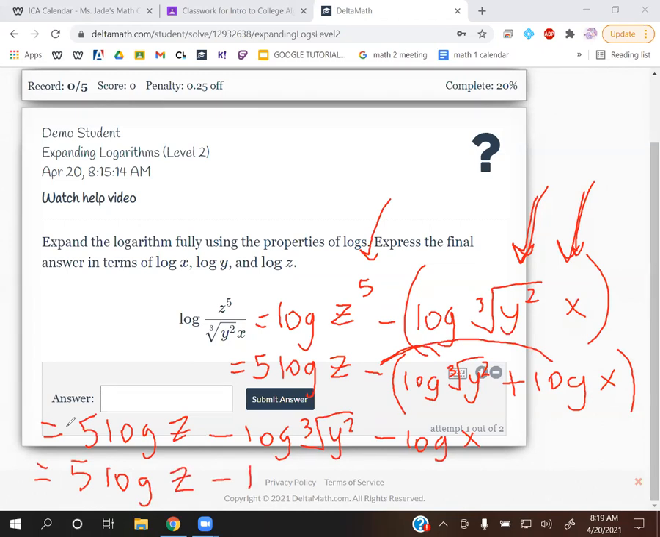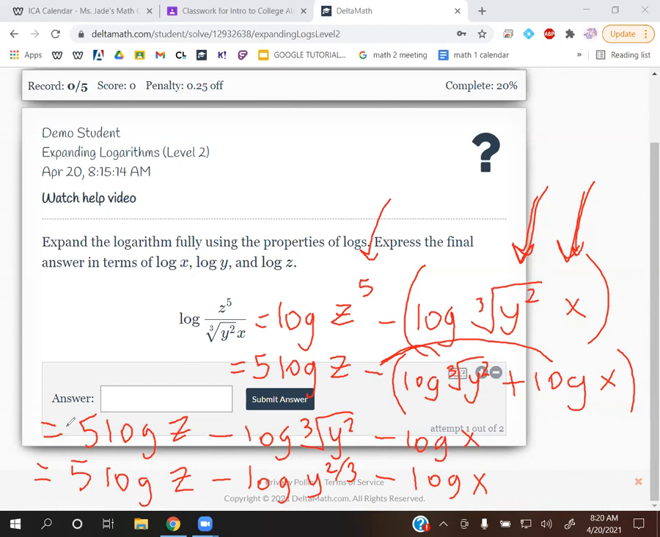Let's simplify this cubic root of y squared. If you remember that roots can be rewritten as an exponent in fraction form, this can actually be rewritten as y to the power of 2/3. Remember that the radical number, the cubic root, becomes the denominator in our fraction. And the 2 from the y squared becomes the numerator of our fractional exponent. And then the minus log x just stays the same there. Hopefully that looks familiar, that the cubic root of y squared is actually just an exponent of 2/3.